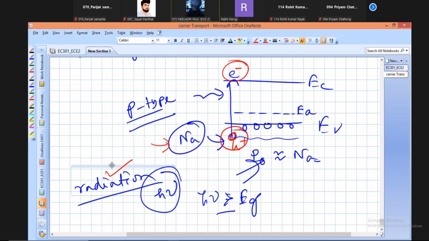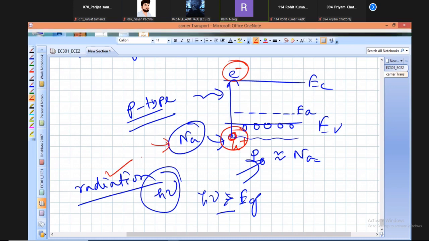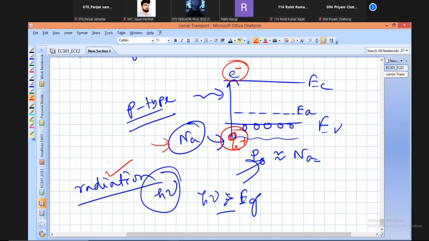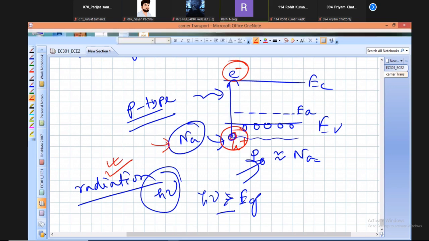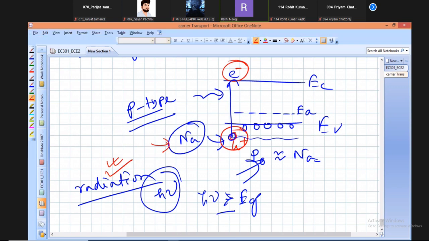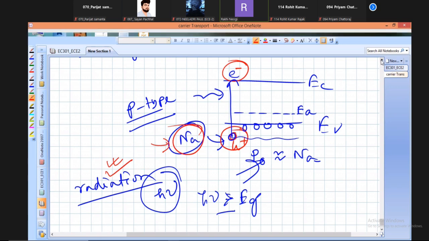Yes, ma'am. Which one? Due to Na or due to radiation? Due to radiation. So these are excess holes and these are excess electrons. These are not generated within the p-type semiconductor due to Na. We are considering these excess electrons and excess holes here.